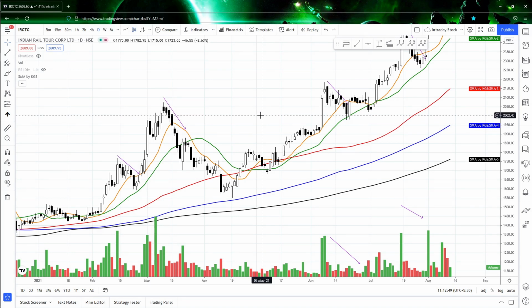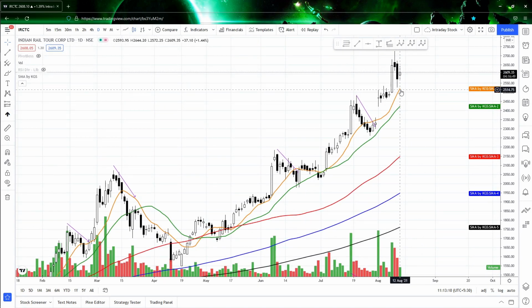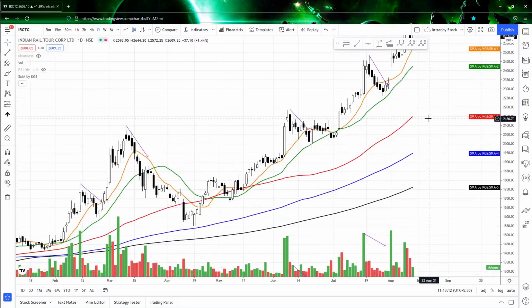So how to identify the trend? Let's go in this order. To understand what the trend is, you need to ensure that the 130 MA is above 200, the 65 MA is above 130, and 21 is above 65, and 10 is above 21, and ultimately price should be trading above 10. So this will tell you that the overall trend is super bullish.